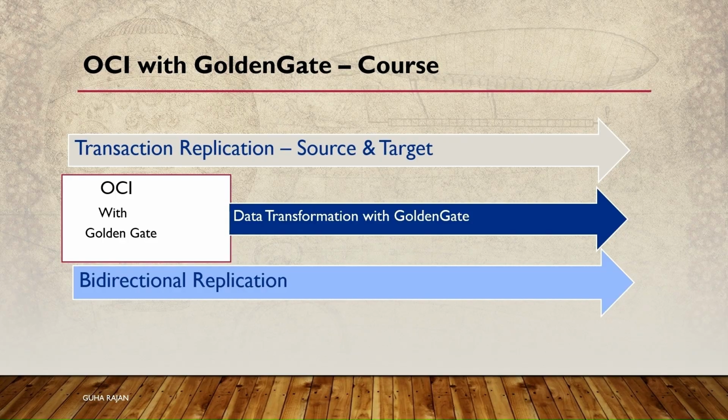This course has three parts. The first part is transaction replication between the source and target database, which includes the setup and demonstration. Number two is bidirectional replication between the source and target database. And the third one is data transformation with GoldenGate.